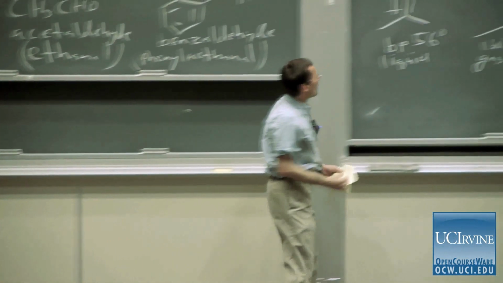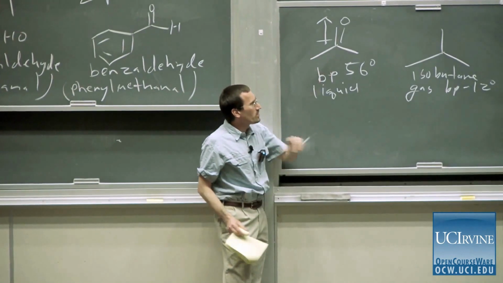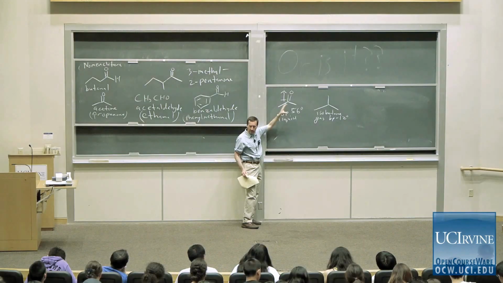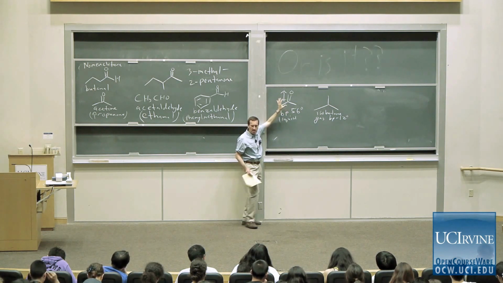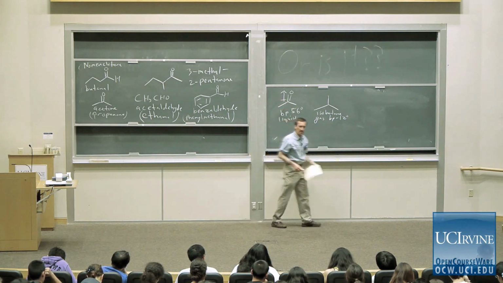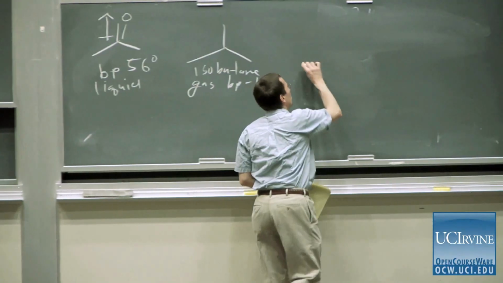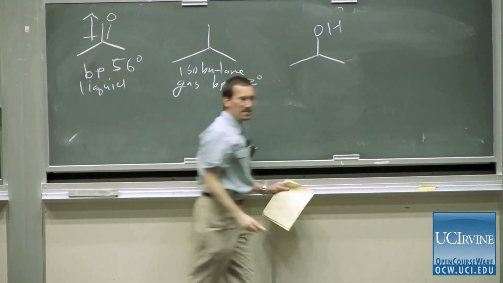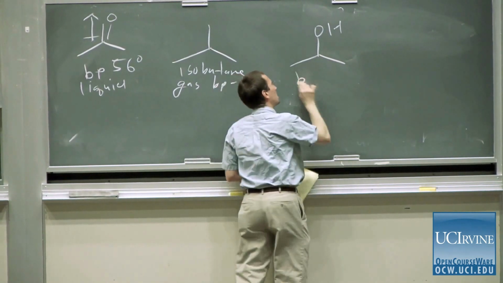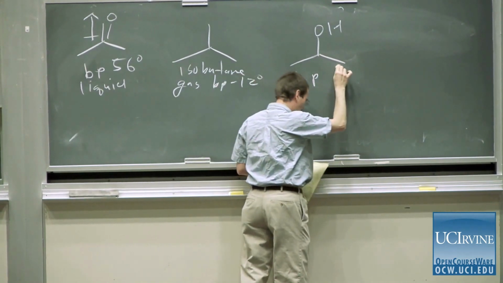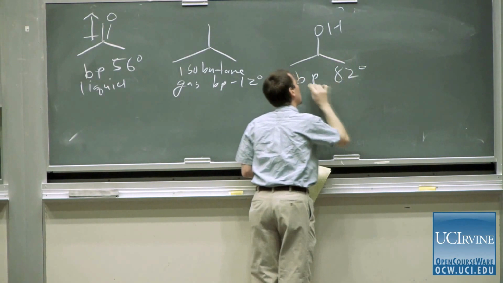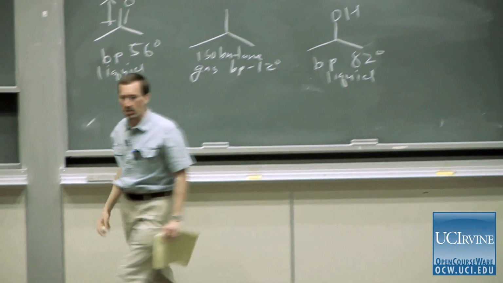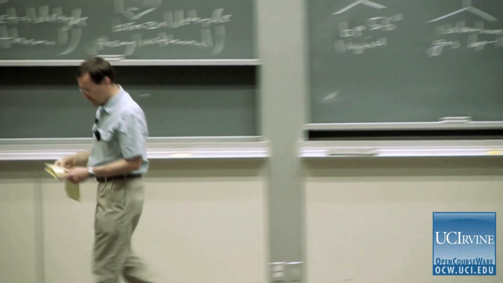And if we go further, isobutane has van der Waals interactions, so very little to hold it together. Acetone brings in van der Waals plus dipole-dipole interactions. By the time you get up to isopropanol, your boiling point is even higher. Now it's a liquid with a boiling point of 82 degrees. And of course, there you get hydrogen bonding as well in its interactions.